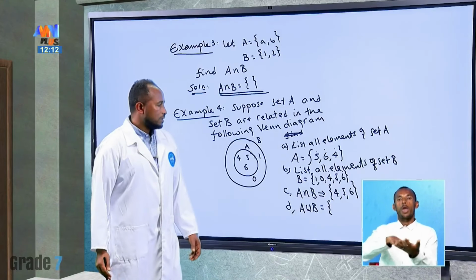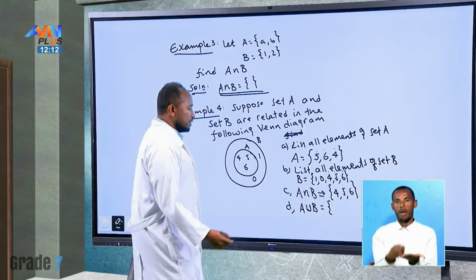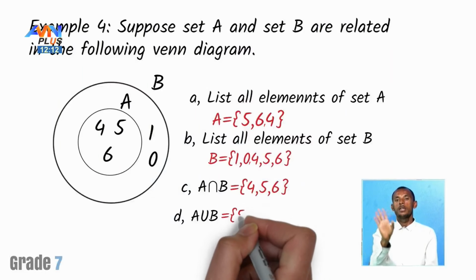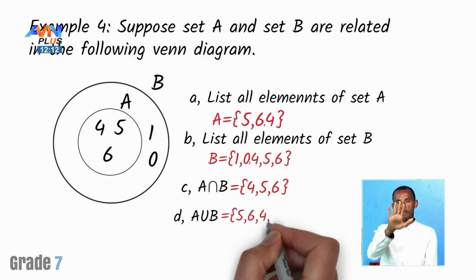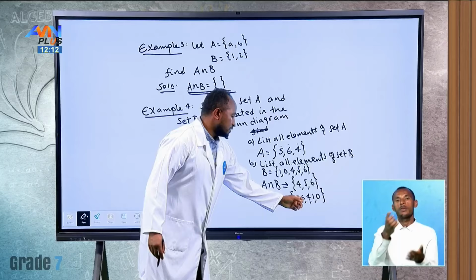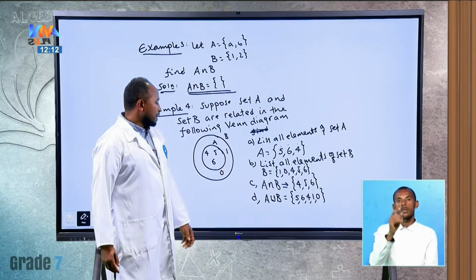Union means simply mixing the elements without repetition. So here, let's mix the elements of set A and set B. Set A first contains the elements 5, 6, and 4. Let's mix elements of set B, 1, 0, but no need of writing 4, 5, 6 since we have written them here. Therefore, A union B contains the elements 4, 5, 6, 1, and 0. This will be the answer.